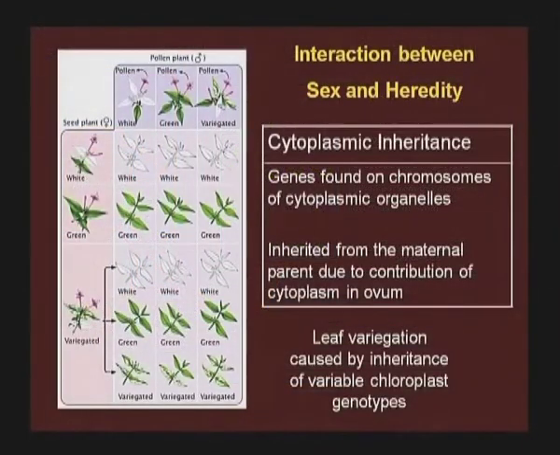And in the case of cytoplasmic inheritance, which is commonly observed in the variegated leaves of ornamental plants, the genes are found on chromosomes of cytoplasmic organelles, and they are inherited from the maternal parent due to the contribution of cytoplasm in the ovum, and the leaf variegation is caused by inheritance of variable chloroplast genotype.